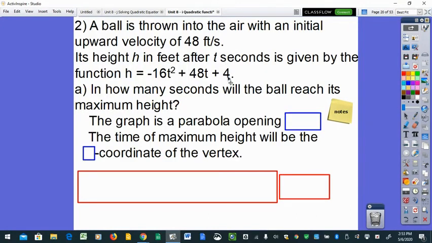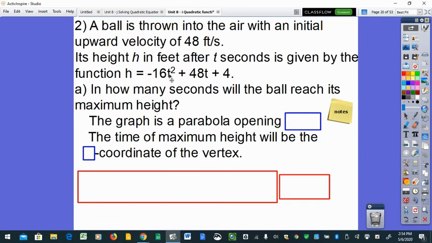And this time, it's not really talking about what the 4 is, but I'll give you a little clue. When you throw that ball up out of your hand, when you release it, it's not on the ground. It's about 4 feet off the ground. Now, you didn't need to know any of that, but you will in the future, okay? So here is the function that will model the movement of the ball vertically being thrown up with that velocity. How many seconds will the ball reach its maximum height?